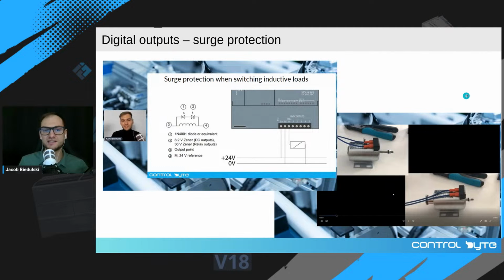We'll show you as well how to protect the outputs of your PLC. This is, for example, surge protection. When you use inductive loads with coils from relays, contactors, valves, sometimes you have to use some extra protection against surge.